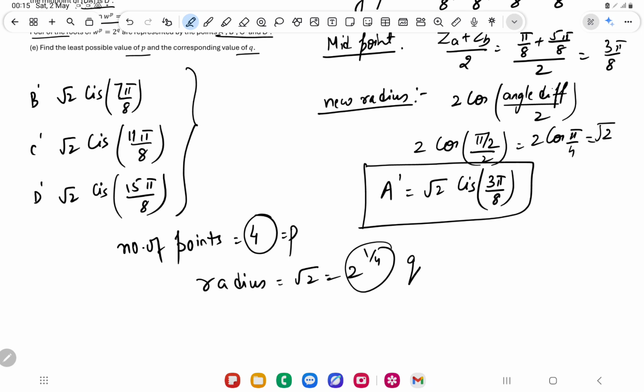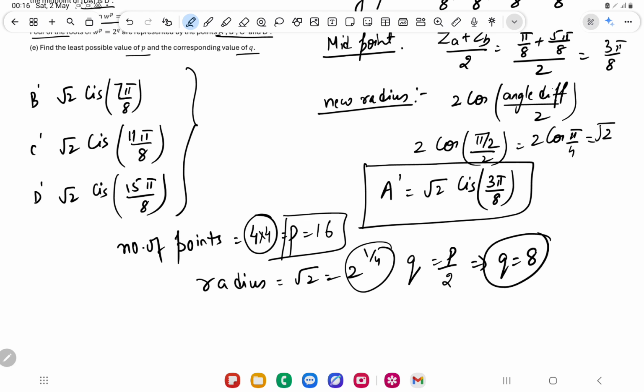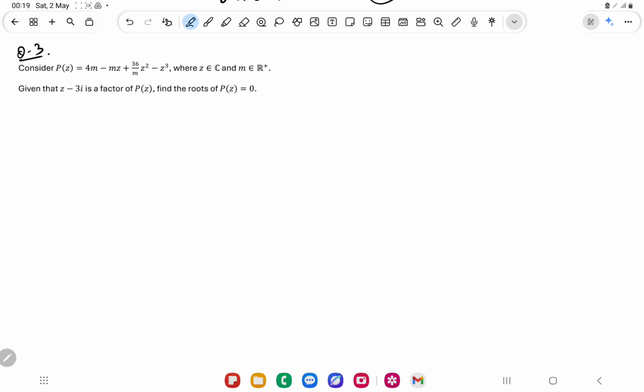But they match every 4th root of the 16th root system because the question says 4 of the roots. So we have to multiply this by 4. So we will get p as 16, our answer, and my q value will be p by 2, which on solving will give me q as 8. Now let's move to the next question.